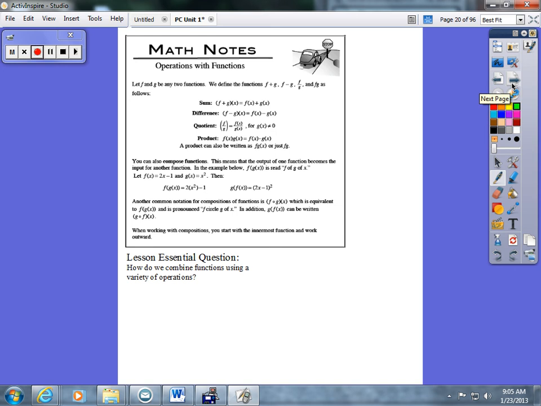Here are some other operations with functions. You can add them, you can subtract, you can divide, you can multiply. And then we also have this thing here called function composition. And we'll learn a little bit more about that here in a minute.